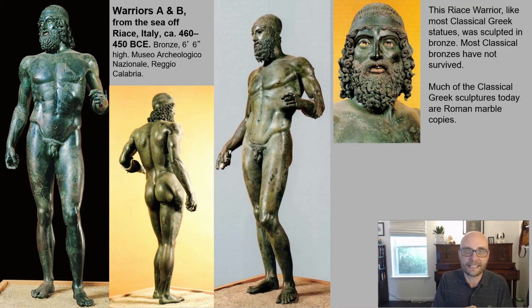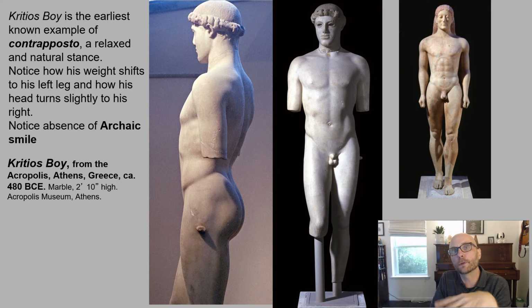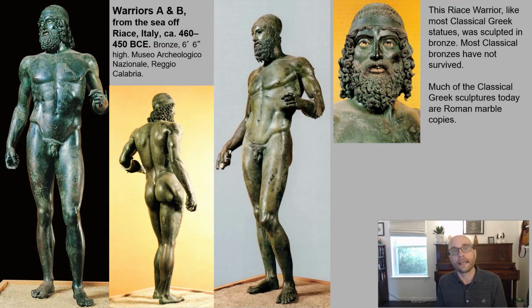well, right now. If you look at Critios boy, he was made around 480 BCE. So this is right around the time of basically the end of the Persian Wars. This is very, very early in the classical era. If we look at these sculptures, there's two of them. These were made later, 20 to 30 years after Critios boy. And boy oh boy is there a huge difference.